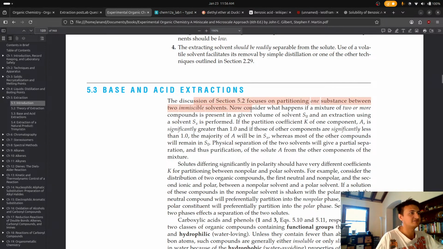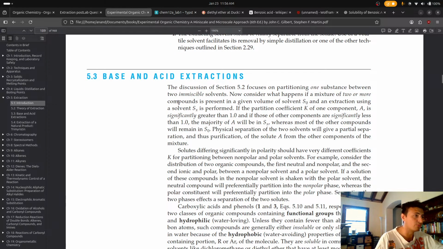The discussion of section 5.2 focuses on partitioning one substance between two immiscible solvents. Now consider what happens if a mixture of two or more compounds is present in a given volume of solvent SO and an extraction using solvent SX. If the partition coefficient of one component A is significantly greater than 1, and if those of the other components are significantly less than 1, the majority of A will be in SX, whereas most of the other compounds will remain in SO.